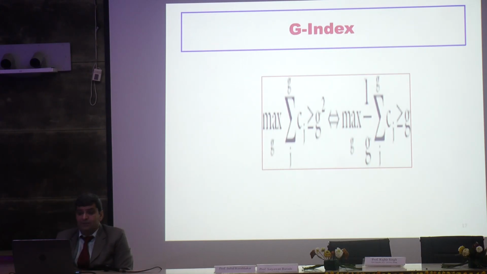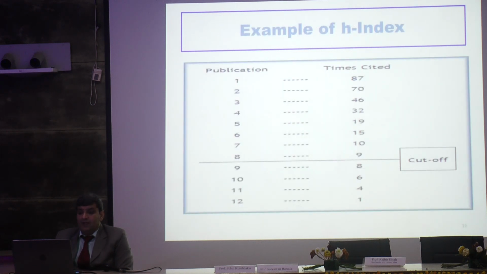Like G index. G index is an improvement over H index. In H index, if the first publication is cited 8 times, the second is also cited 8 times, the third is also cited 8 times, rather than 87 or 70, then also the H index will be 8. Everyone has been cited 8 times. So H index has not considered citations greater than 8.